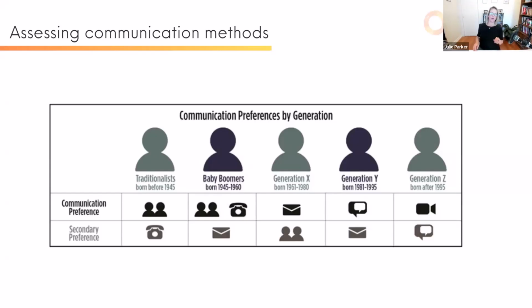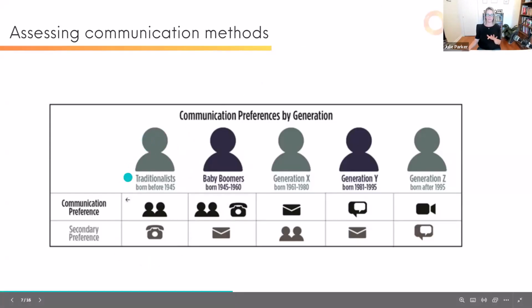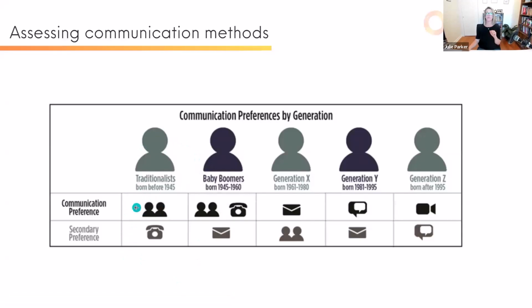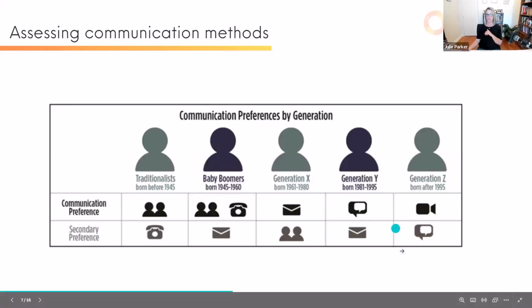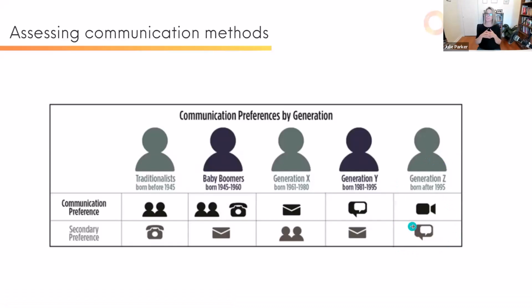So just be aware of people who were born before 1945, called the traditionalists. Sometimes they're called other things, but we'll call them traditionalists here. They far prefer person-to-person interaction, face-to-face. And their secondary form of preferred interaction is over the telephone. So one person talking to another person. We go all the way to the other end of the spectrum, to Gen Z. How should they like personal interaction?